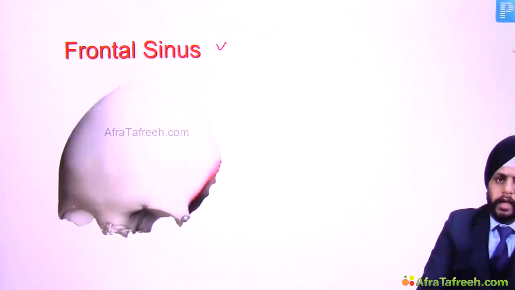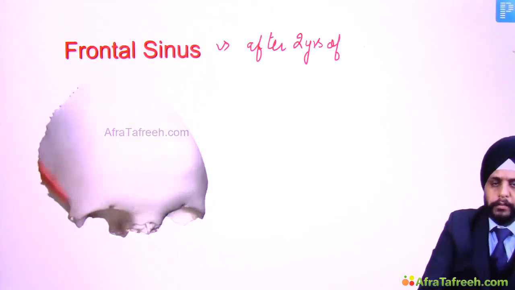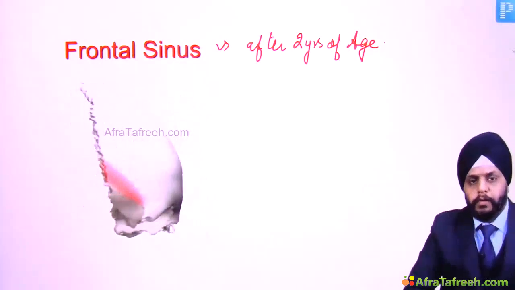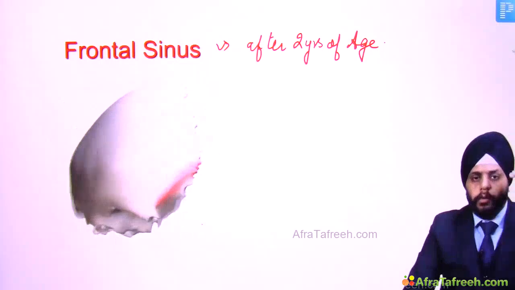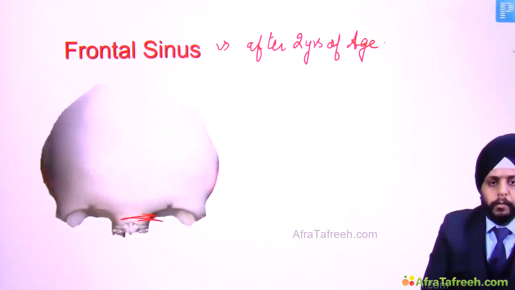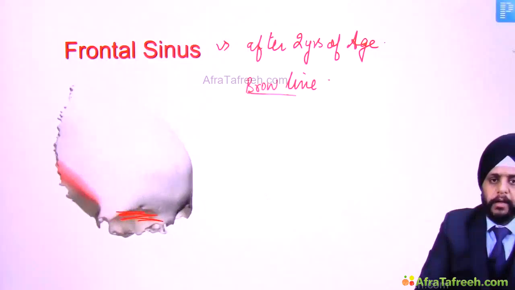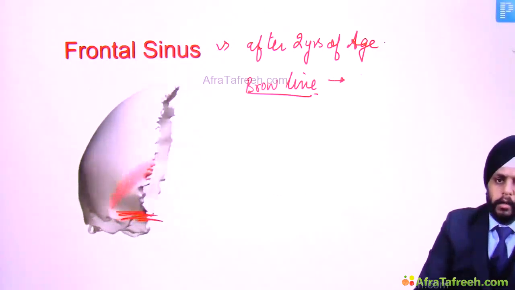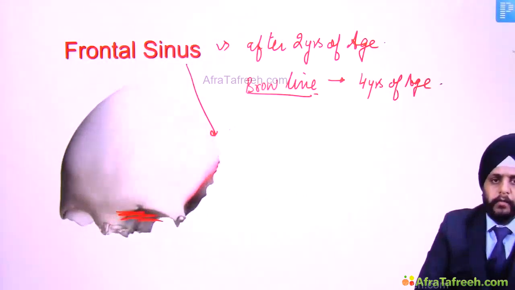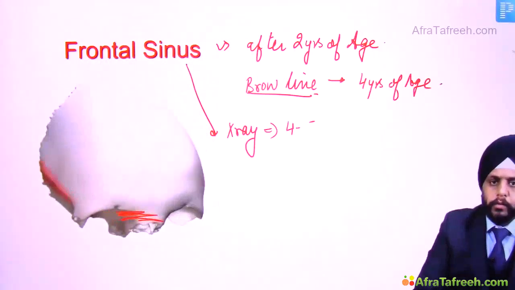You see, this frontal sinus, the growth starts mainly after 2 years of age, right? But this sinus is very superficial, right? So therefore, as soon as it grows above this brow line, we will be able to see it. So it crosses the brow line by 4 years of age. That means the frontal sinus will be visible on a plain X-ray by 4 to 5 years of age.